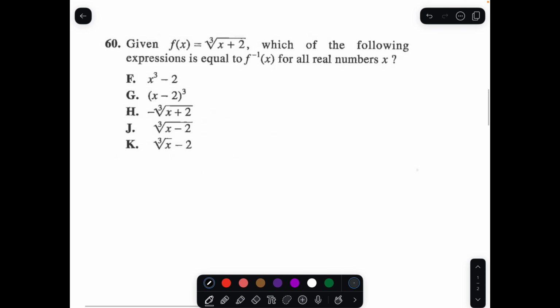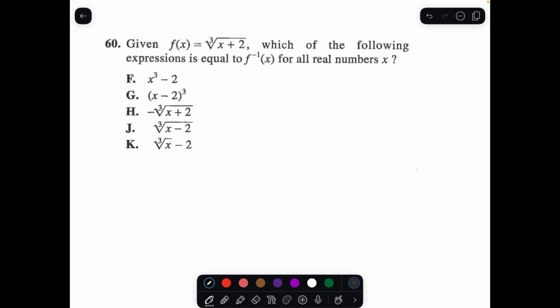On to the last question, question 60, which says, given f of x equals the cube root of x plus 2, which of the following expressions is equal to f inverse of x for all real numbers x?